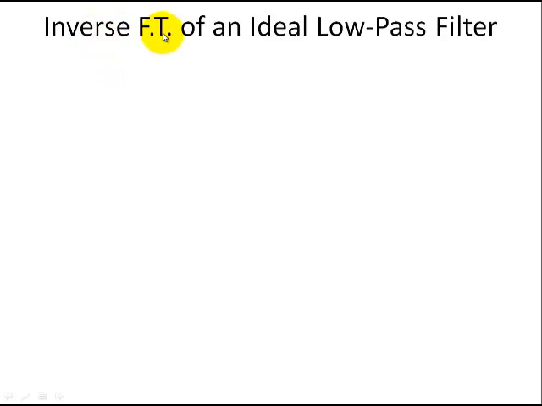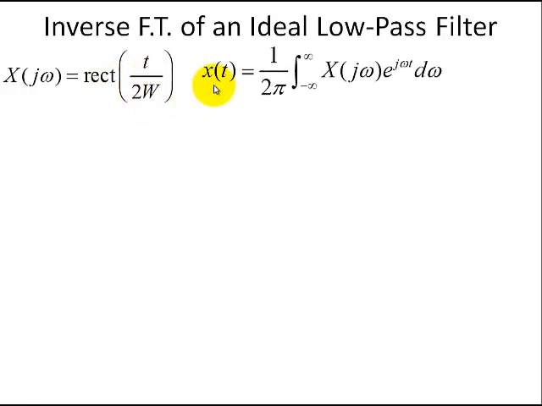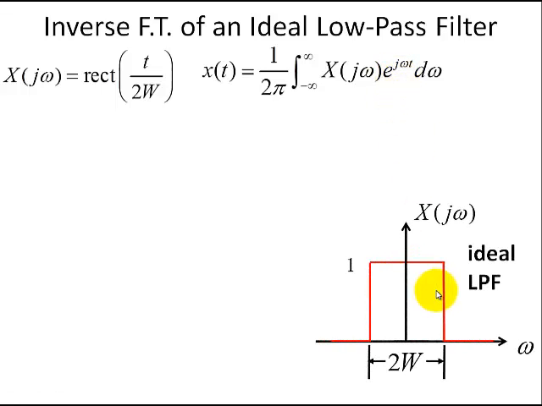So now we're going to perform an inverse Fourier transform of an ideal low-pass filter. Here's our frequency domain description of our low-pass filter. It's a rectangular function having a width of 2W. We're going to apply the definition of the inverse Fourier transform. And here's our graphical depiction of our ideal low-pass filter. It has a width of 2W and a height of 1. Therefore, this has a cutoff frequency of W, and using symmetry, it has minus W in order to make this low-pass filter a real function.